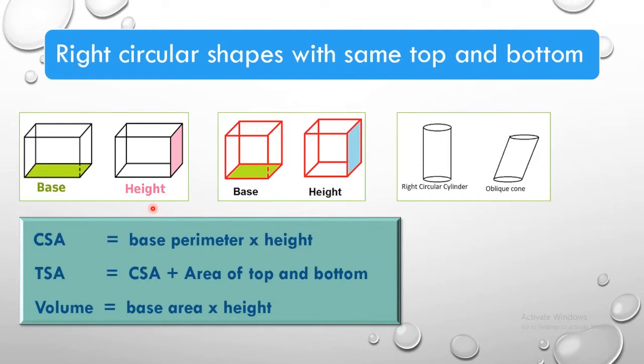So considering the formula, we have CSA, TSA and volume. CSA is the curved surface area, TSA is the total surface area, and volume is its capacity. CSA is the surface area of the surfaces other than top and bottom, that is, except top and bottom, the other four parts or the curved part is considered CSA. CSA is also known as LSA, lateral surface area. TSA is CSA plus the area of top and bottom, that is the whole surface area.